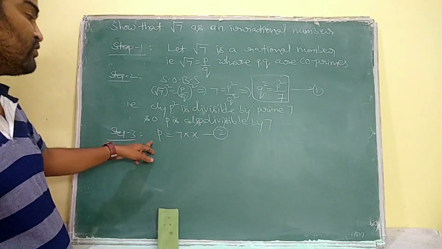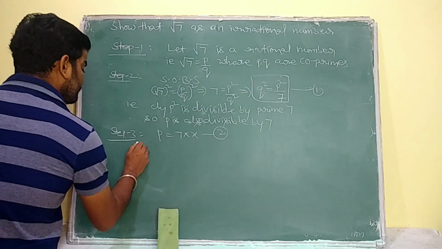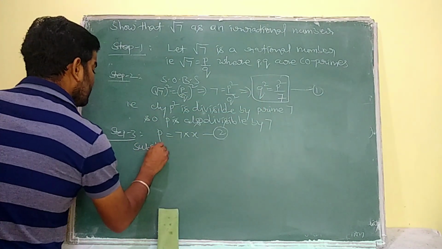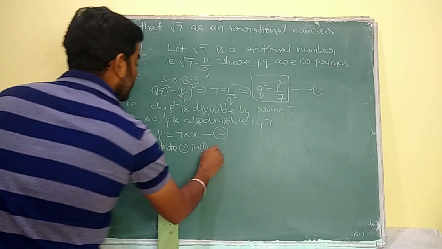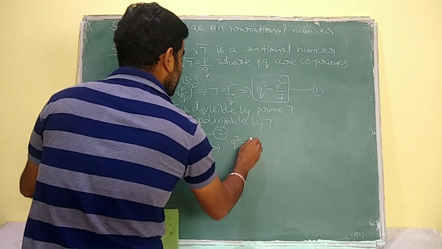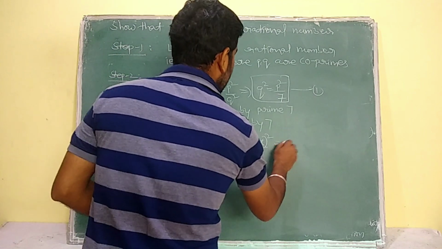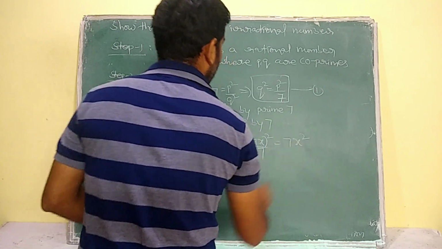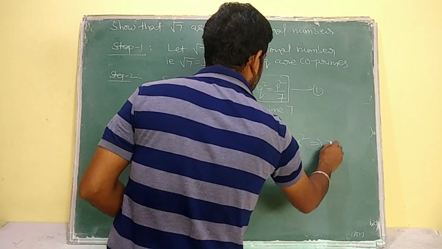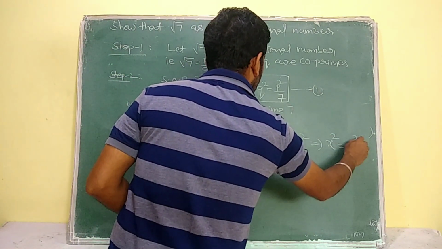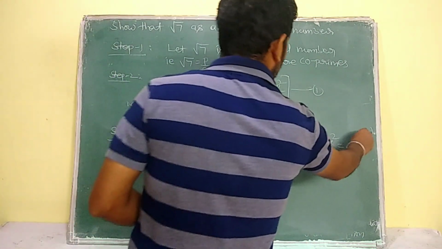Now I will substitute this p value in equation 1. Substitute 2 in 1. By that we will get q square is equal to 7x whole square by 7. That gives us 7x square. Why? Because one 7 and another 7 are going to be cancelled here. Now I will write from this, x square is equal to q square by 7. This 7 is going to be transferred to the left side.